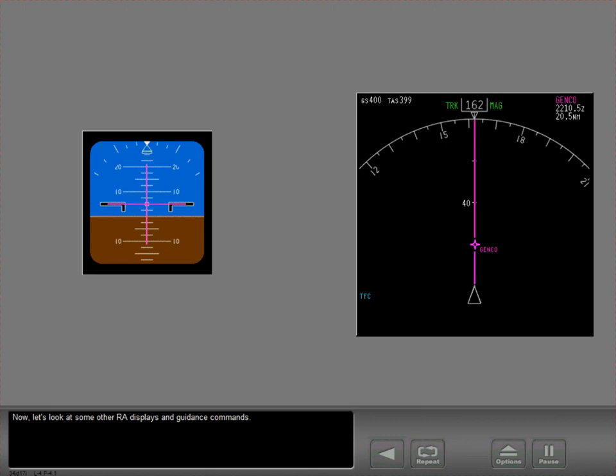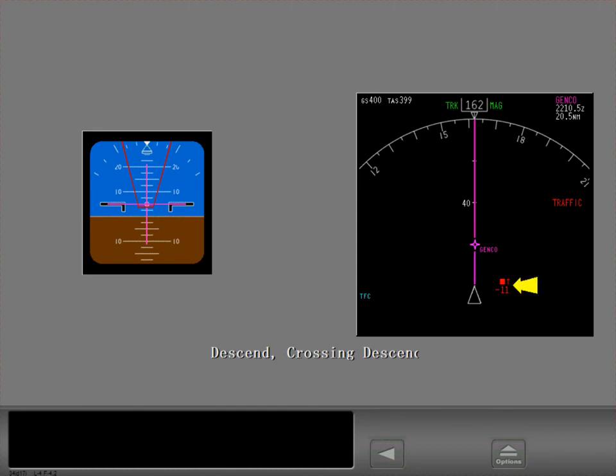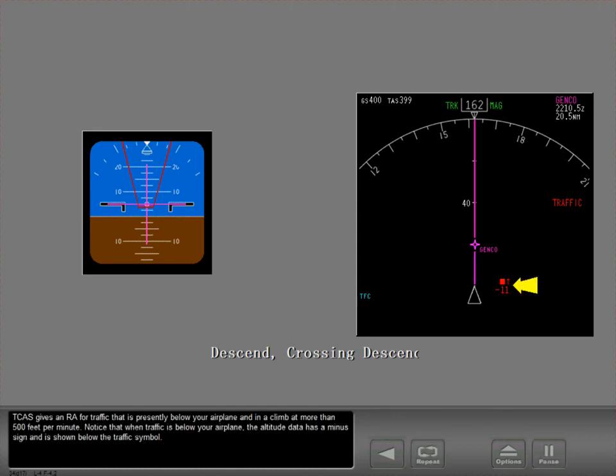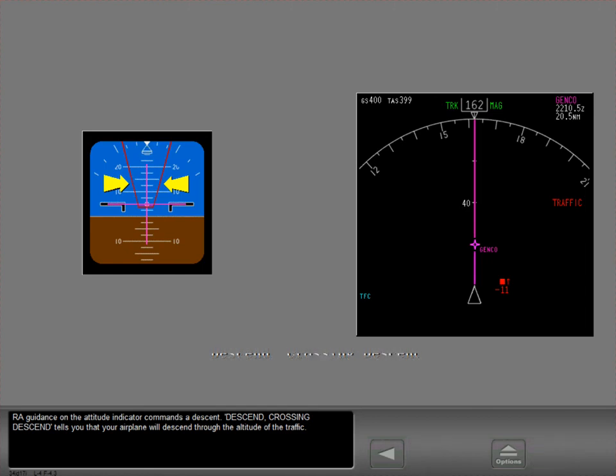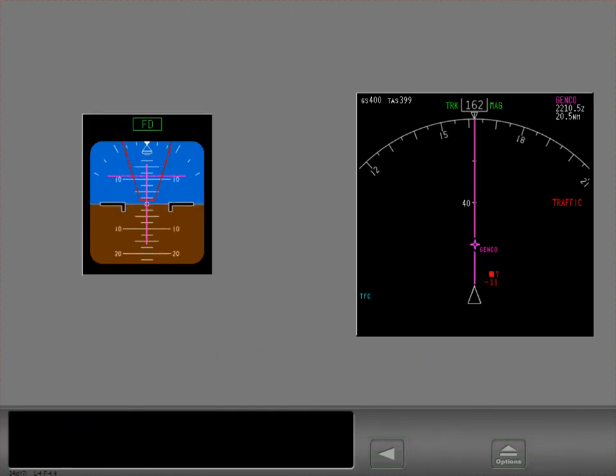Now let's look at some other RA displays and guidance commands. Descend, crossing, descend. TCAS gives an RA for traffic that is presently below your airplane and in a climb at more than 500 feet per minute. Notice that when traffic is below your airplane, the altitude data has a minus sign and is shown below the traffic symbol. RA guidance on the attitude indicator commands a descent. Descend, crossing, descend tells you that your airplane will descend through the altitude of the traffic. Disengage the autopilot and descend.